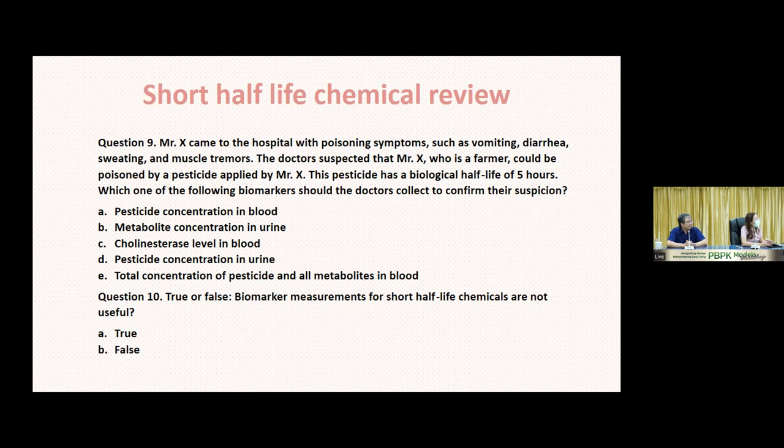A, pesticide concentration in the blood. B, metabolite concentration in urine. C, cholinesterase level in the blood. D, pesticide concentration in urine. And E, total concentration of pesticide and all metabolites in blood.